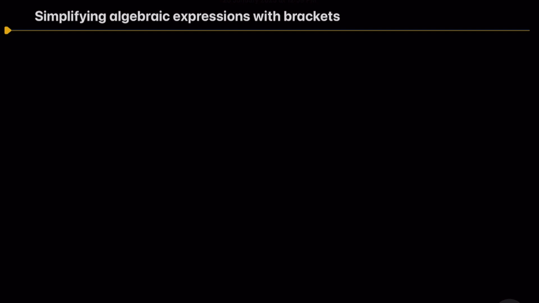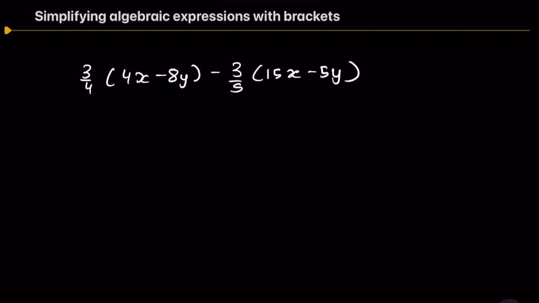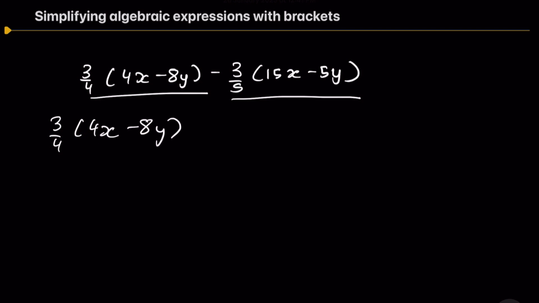Another example is 3 upon 4 into 4x minus 8y, bracket, minus 3 by 5 into 15x minus 5y. To expand this, to make things easier, consider these two as separate expressions. So you have 3 by 4, 4x minus 8y, and minus 3 by 5, 15x minus 5y. Don't forget about this minus sign.